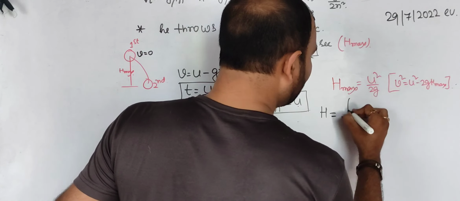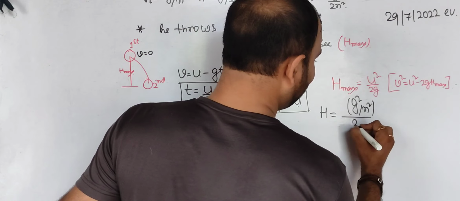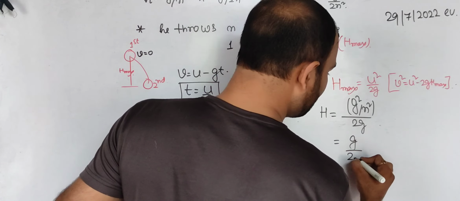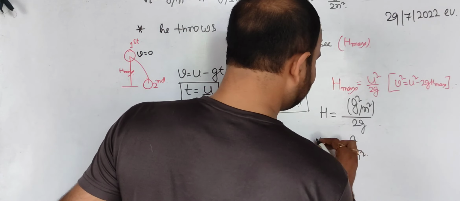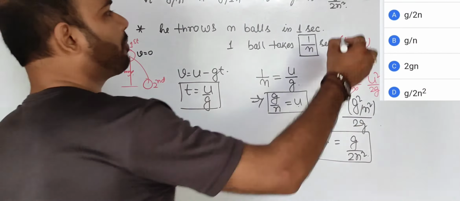H equal to g square by n square by 2g. g will cancel out. So g by 2n square is the answer. And the last option is our correct option.